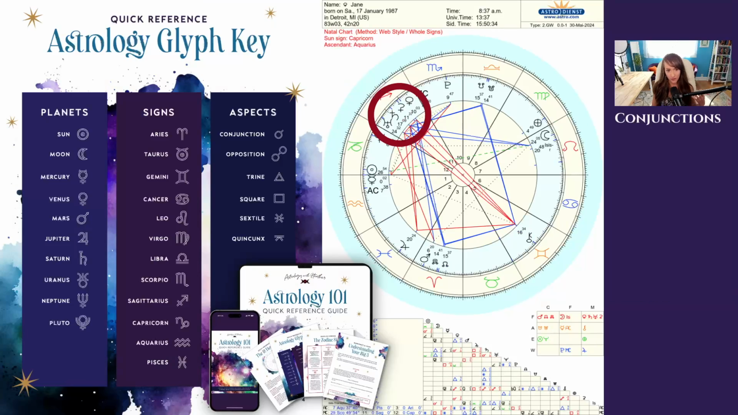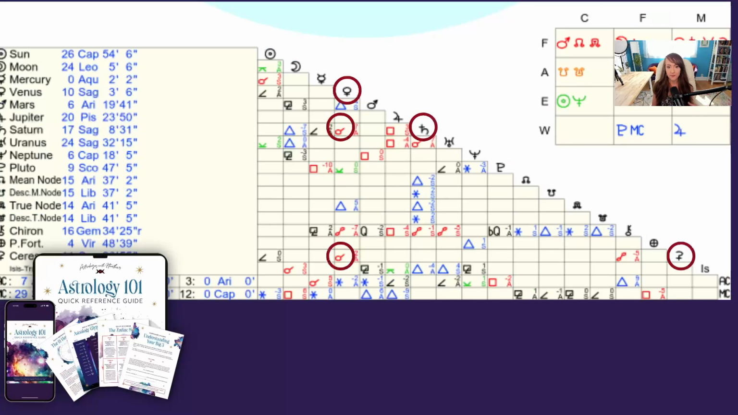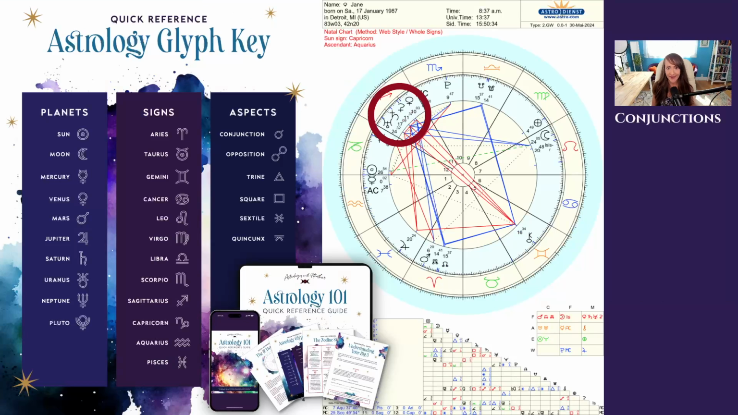You have to know the aspect glyphs. And you can see here that we have Venus at the top of the table. And then you go to the side and you see Saturn. And where Saturn and Venus merge within the table, there is the symbol for the conjunction. It's another way of reading this conjunction here in the birth chart between Venus and Saturn.